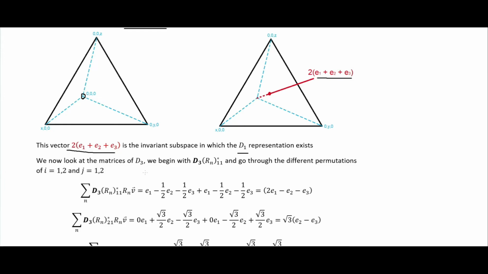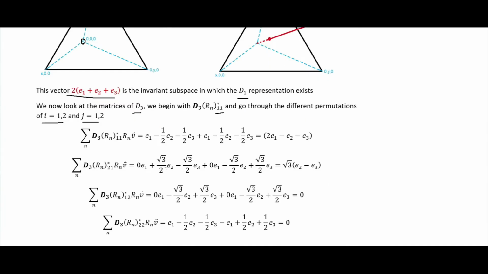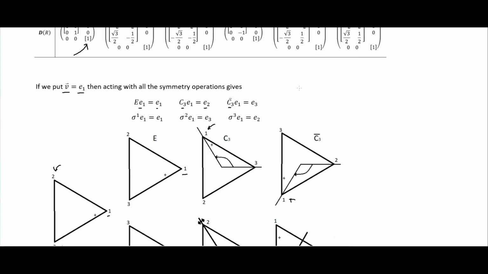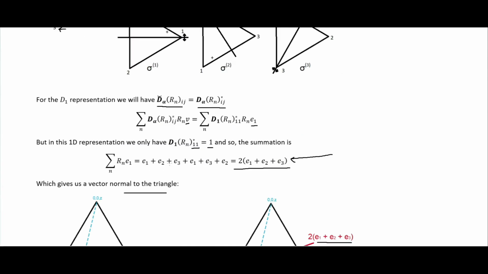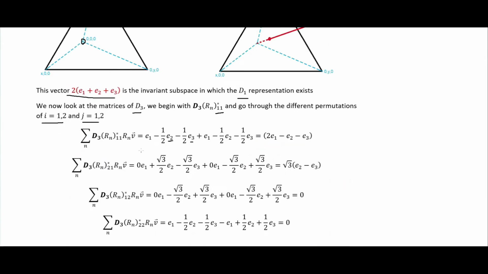So we now look at the matrices for D3, and we begin with i equals 1, j equals 1, and then go through the different permutations of i equals 1 and 2 and j equals 1 and 2. And so when we do that, we're using our transformed bases here, the bases we got from these transformations. And we just take the matrix elements out of these and multiply them by each of these transformed bases. That's all we're doing.